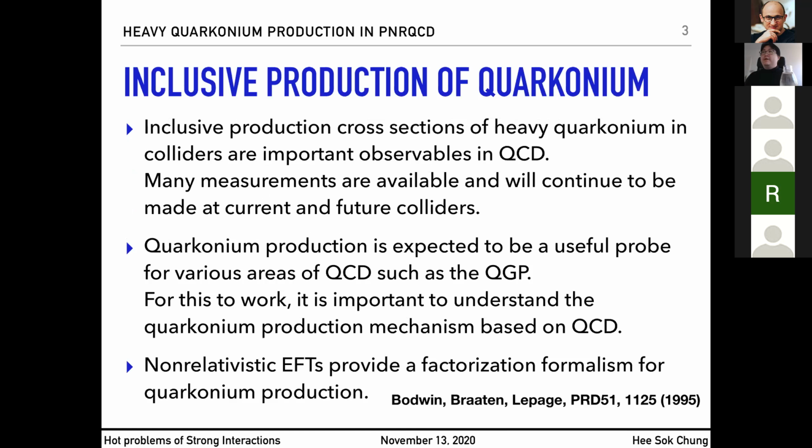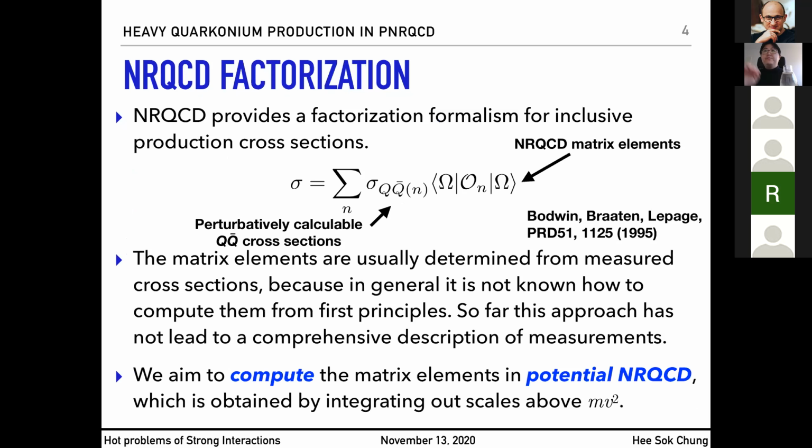So since we had two nice talks about this whole formalism and this problem, I'll go over this very quickly. Inclusive production cross-sections of heavy quarkonium in colliders are important observables in QCD. And nonrelativistic EFTs, such as NRQCD, provide a factorization formalism for quarkonium production. So this factorization formalism looks like this. A heavy quarkonium inclusive cross-section is a product of perturbatively calculable QQ bar cross-sections, given here, times the non-perturbative NRQCD matrix elements. And this is summed over possible angular momentum and color states of the QQ bar.